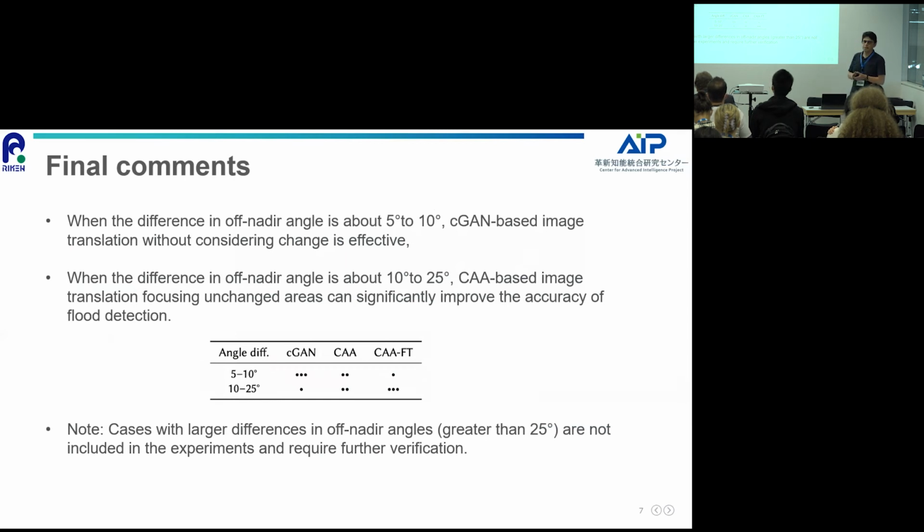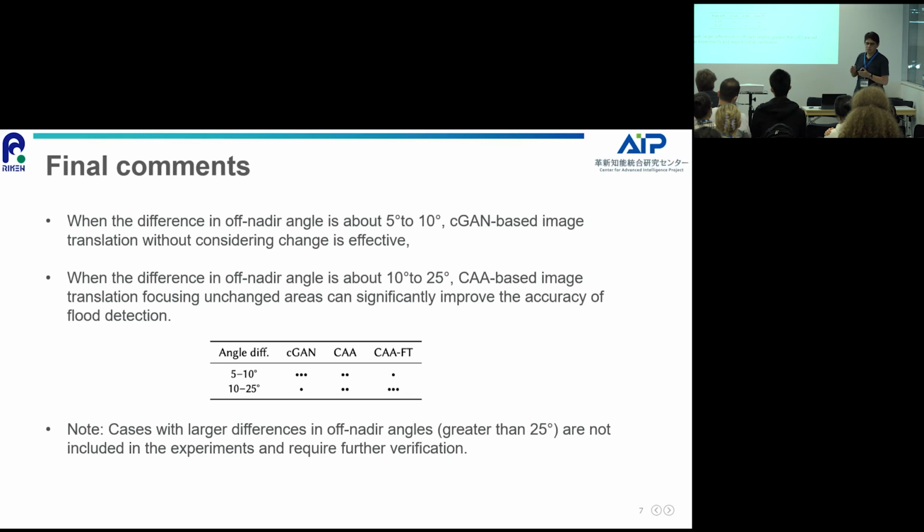However, when the incident angle difference is larger, more than 15 or 10 degrees here, CGAN will not work. There are too many changes for the normal CGAN to translate or to learn from. So in that case, the CCA architecture, especially when we do some pre-processing, some modulation with the Fourier transform, gives better results. So that is our finding. For a larger difference in angle, a much more complex architecture is needed, and for smaller, we are probably good with CGAN.